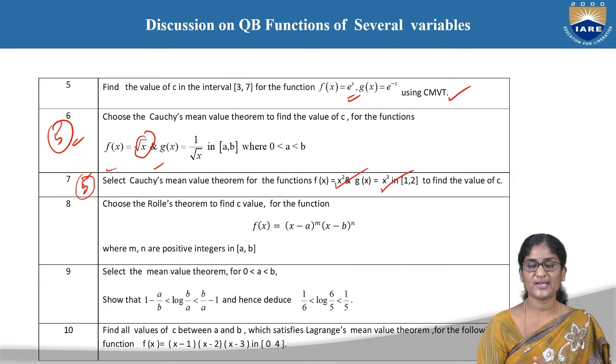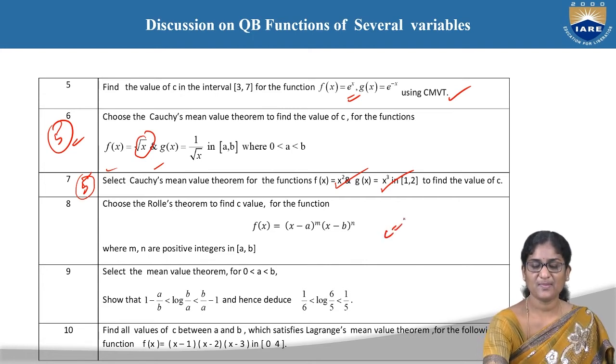That means if you put x is equal to a and x is equal to b, the value comes out to be 0. So for the 2 points a and b, the functional value is the same. So the third condition of Rolle's mean value theorem is also satisfied. Then we need to take a point c belongs to a comma b such that f dash of c is equal to 0. That means here we will get c as a plus b by 2. What is a plus b by 2? Which is nothing but the arithmetic mean.